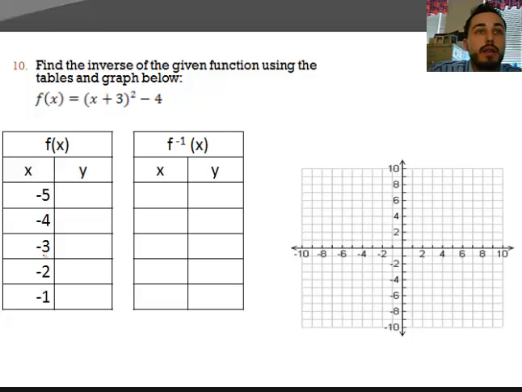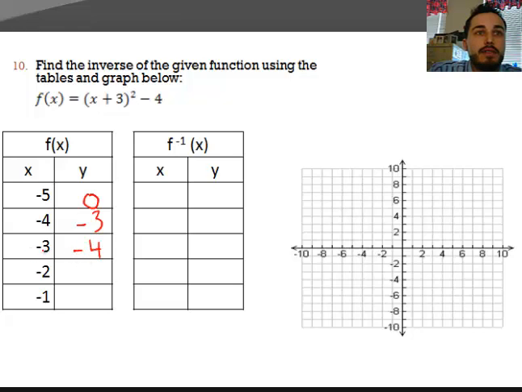If I plug in, I'm going to start with the vertex. Well, whatever, I'll just do this one. Negative 5 plus 3 is negative 2. Negative 2 squared is 4. 4 minus 4 is 0. Plugging in negative 4, I would have negative 4 plus 3 is negative 1. Negative 1 squared is 1. 1 minus 4 is negative 3. Plugging in negative 3, I would get 0 squared minus 4 is negative 4.